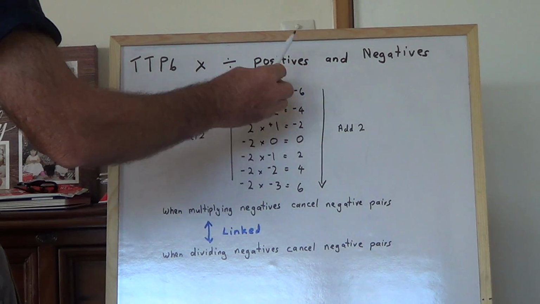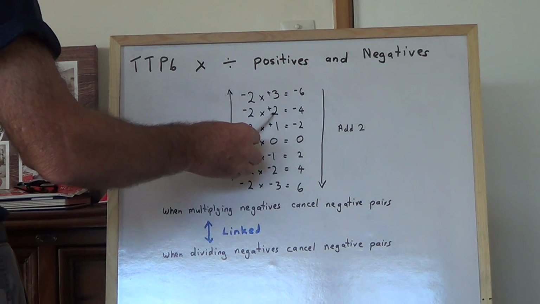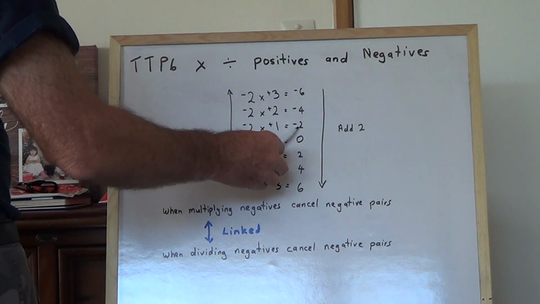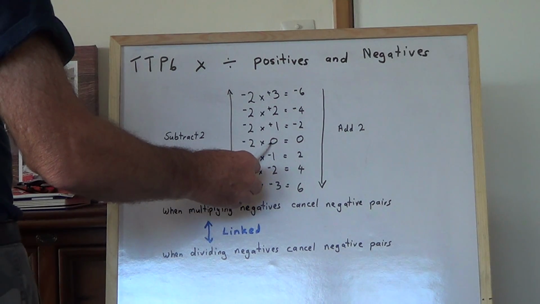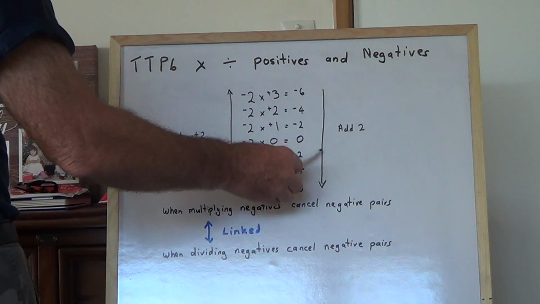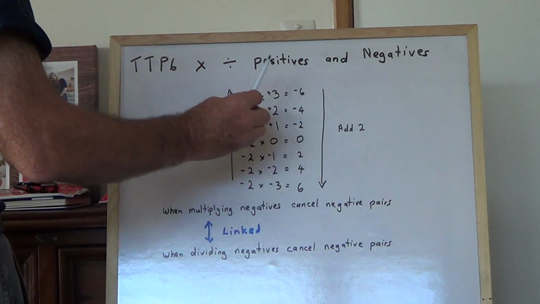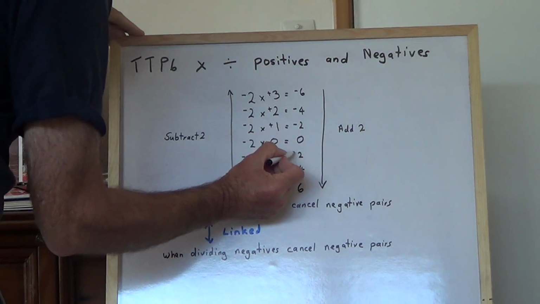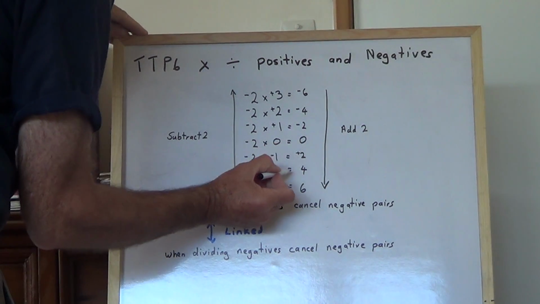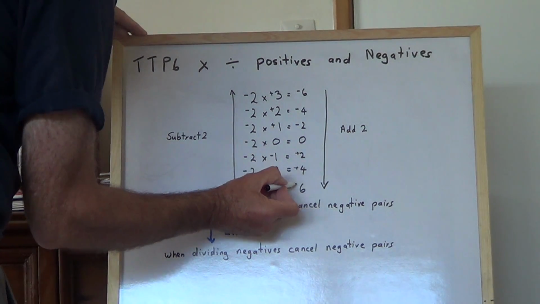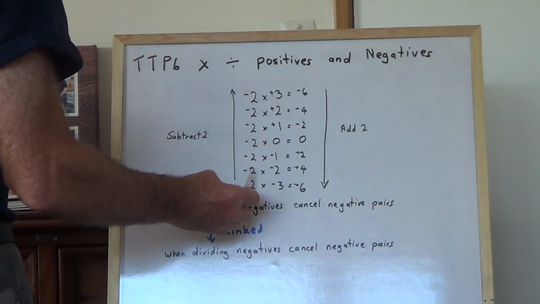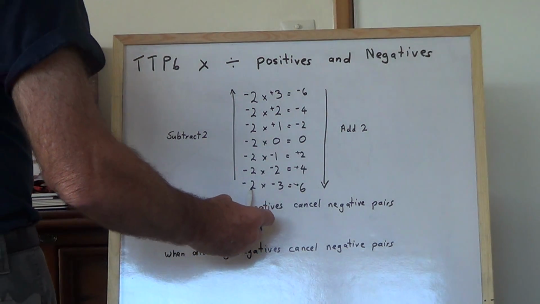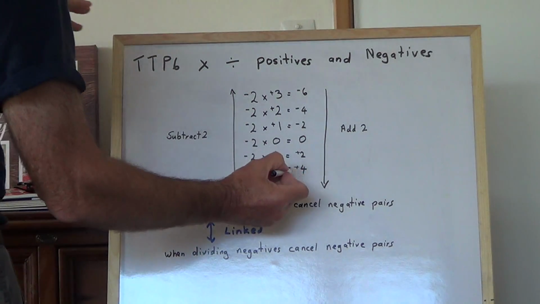Negative 2 times negative 3 is negative 6, negative 2 times positive 2 is negative 4, negative 2 times positive 1 is negative 2, negative 2 times 0 is 0. Now as we come down, we are adding 2. So negative 2 times negative 1 is positive 2, then it's positive 4 and then positive 6. Negative 2 times negative 2 is positive 4, and negative 2 times negative 3 is positive 6.